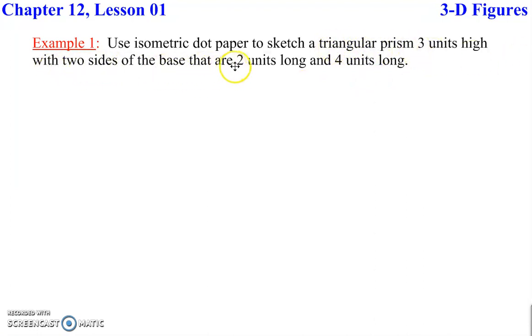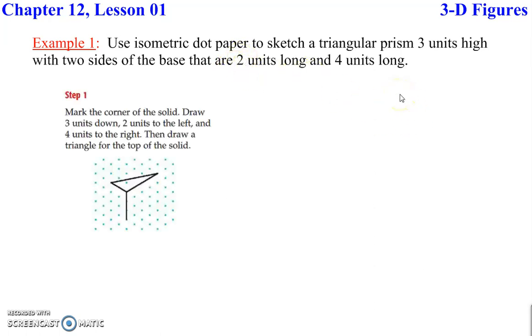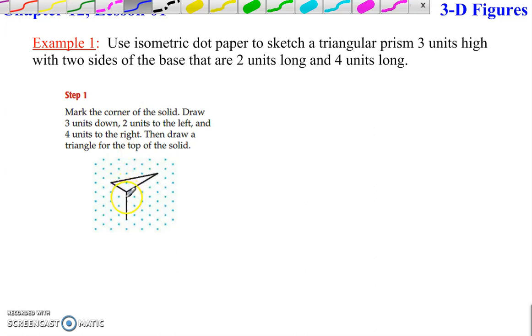sides of the base that are 2 units long and 4 units long. Okay, so first we'd draw a corner, and then we can go 3 down or 3 up, whichever way you want to draw it, but I would go 3 down from the corner. Okay, and then we can go 2 to the left, and notice here on this paper, when you're going to the left, you're going diagonally on isometric dot paper. So diagonally 2 to the left, we don't go horizontally like this.